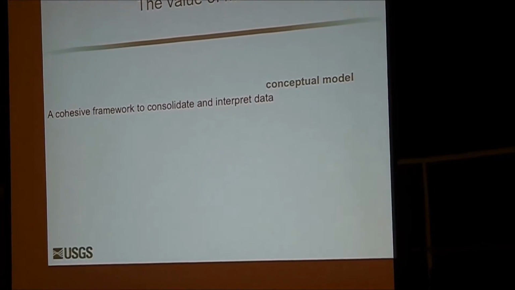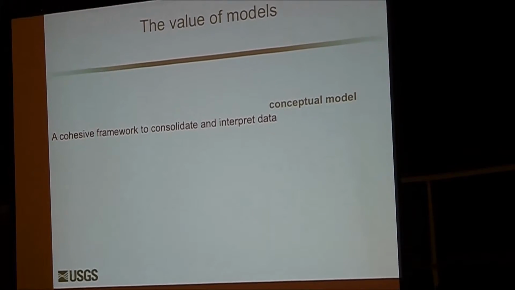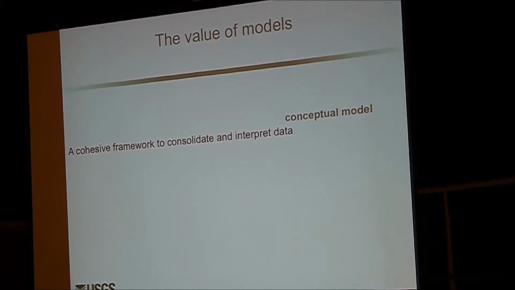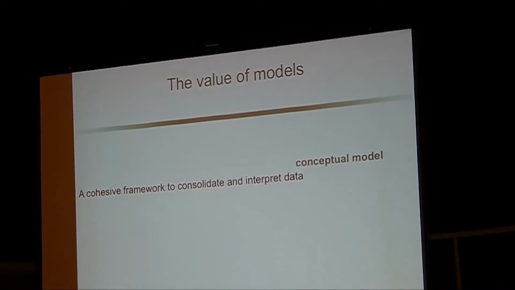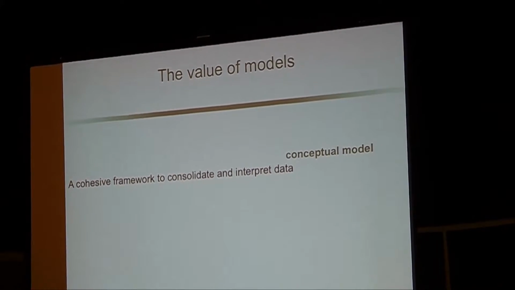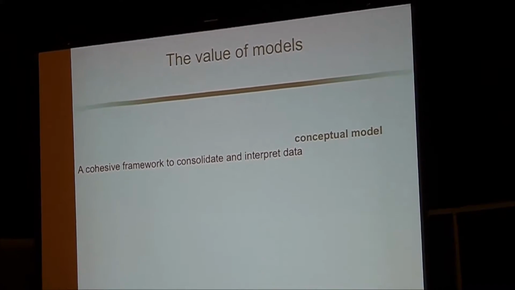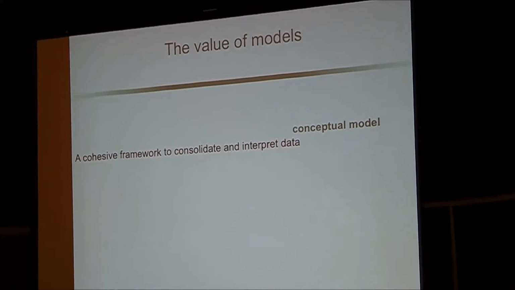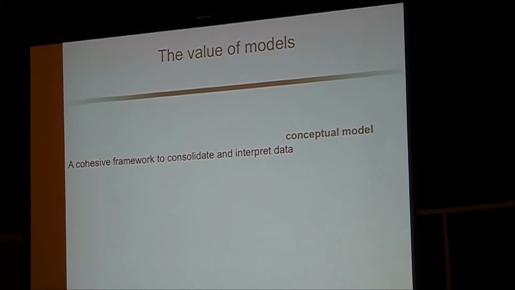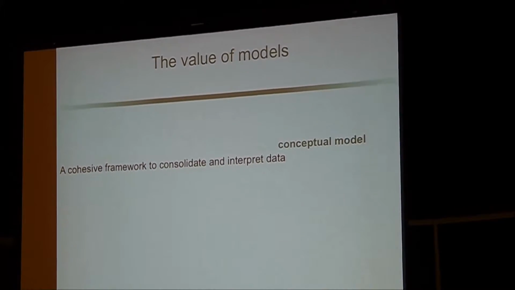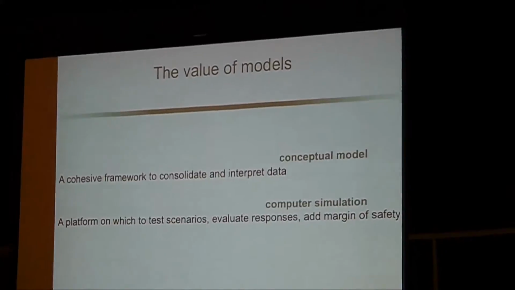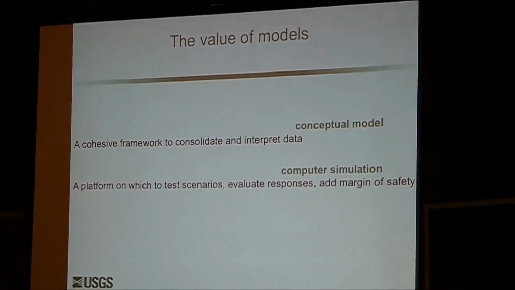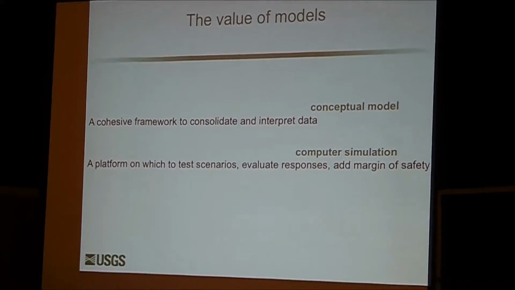And so I think models have a few different values. First of all, as a conceptual model, it serves as a cohesive framework to consolidate and interpret data. So we get all this information, and I'll show you some of the information we have for the Bad River watershed now, but we need to make a cohesive picture out of this, and it helps us understand what the system is really like. And of course, what we're often after is a platform where we can test scenarios, see what the response is, and then add some kind of a margin of safety. So that's where the uncertainty part comes in.